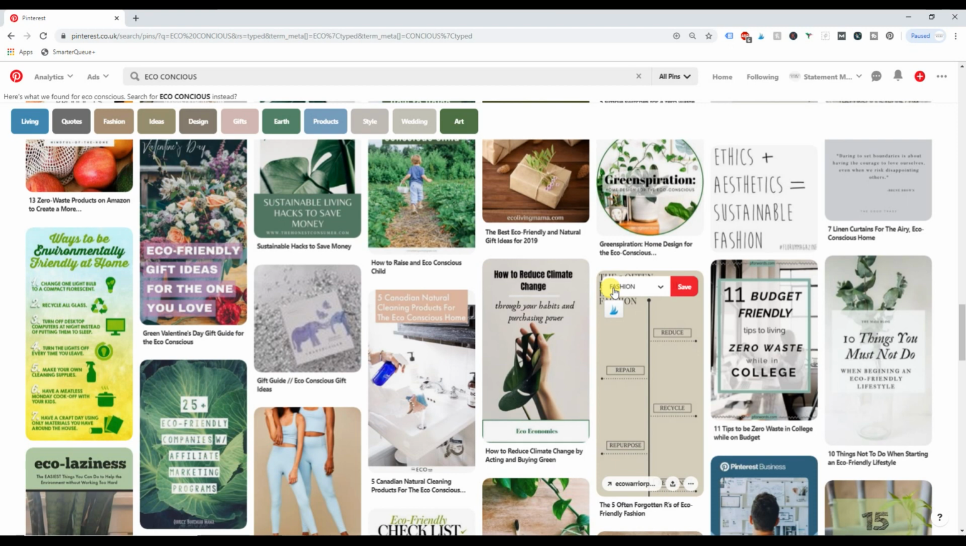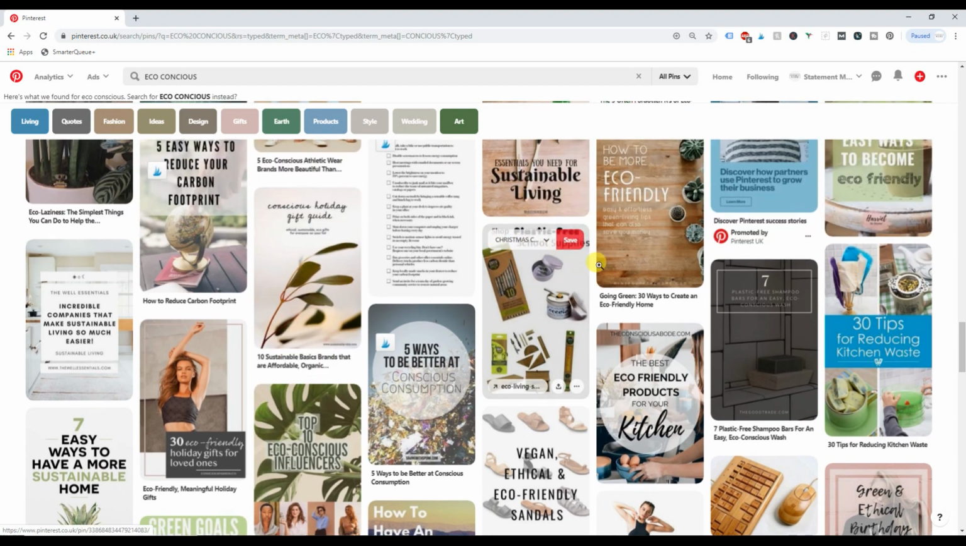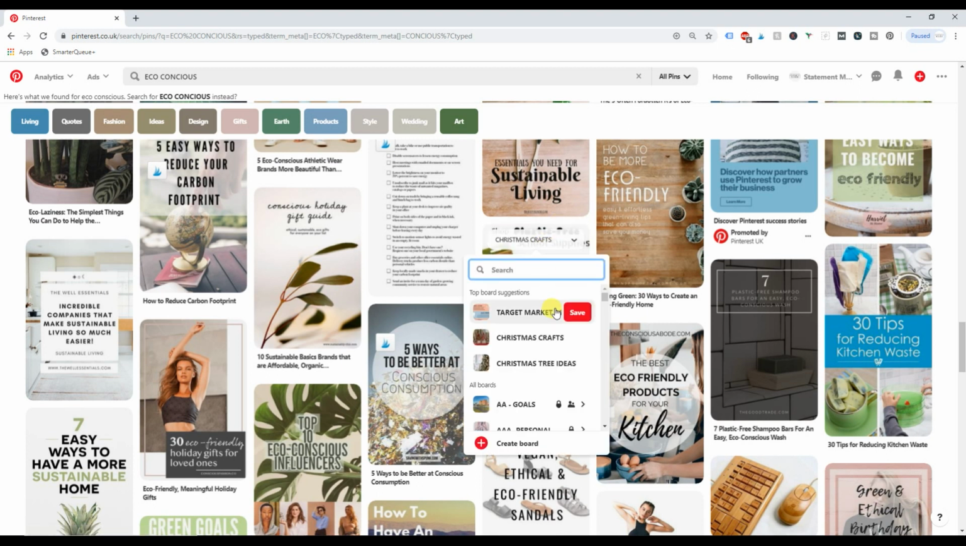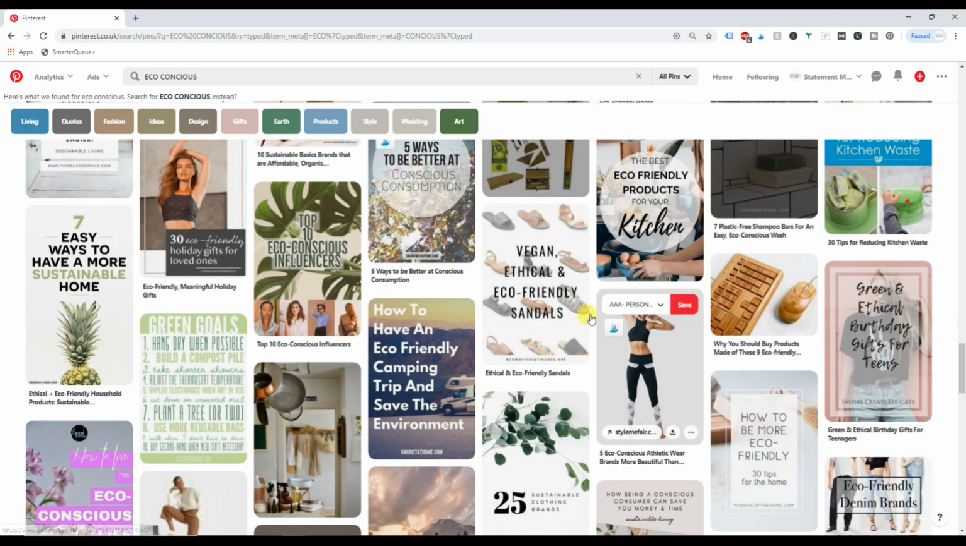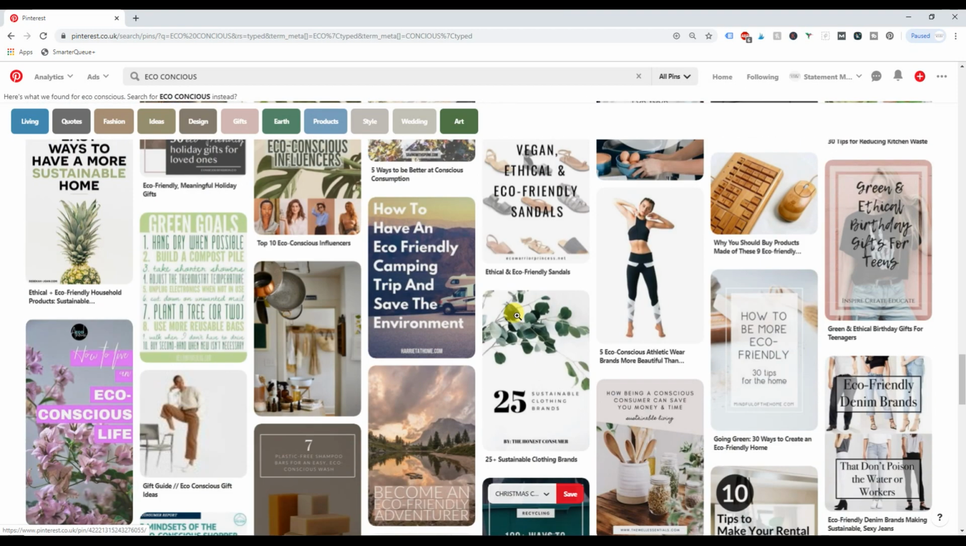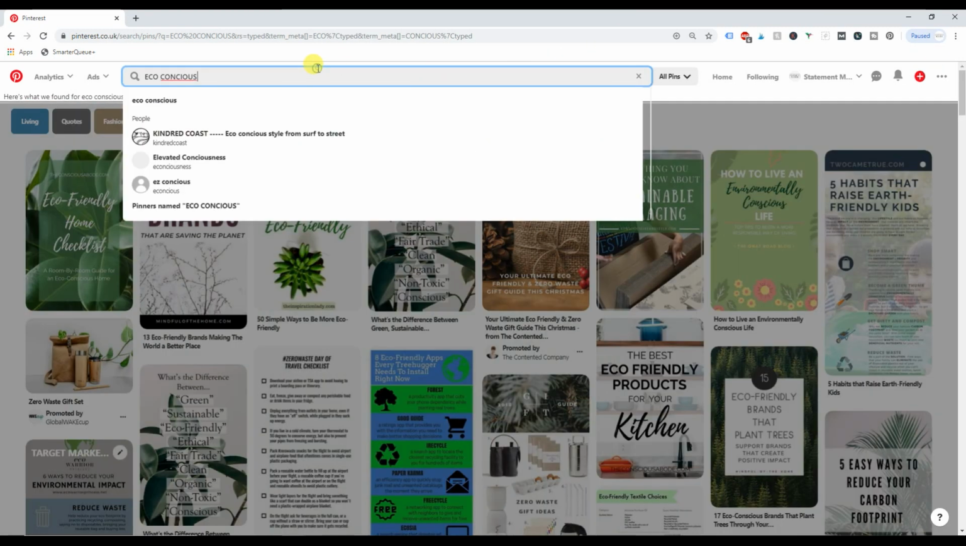And also, guys, see, for example here, shop plastic-free school supplies. Now, if they're a mum, they are probably wanting to find environmentally friendly school supplies. That is a very handy pin. I'm going to abort that search, I think, because I've spelled eco-conscious wrong, so that maybe didn't help things.